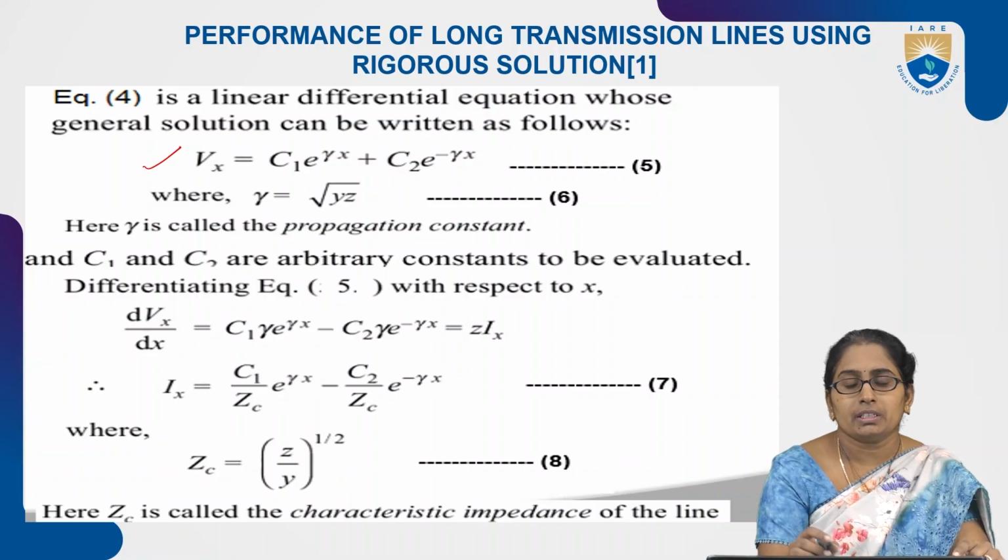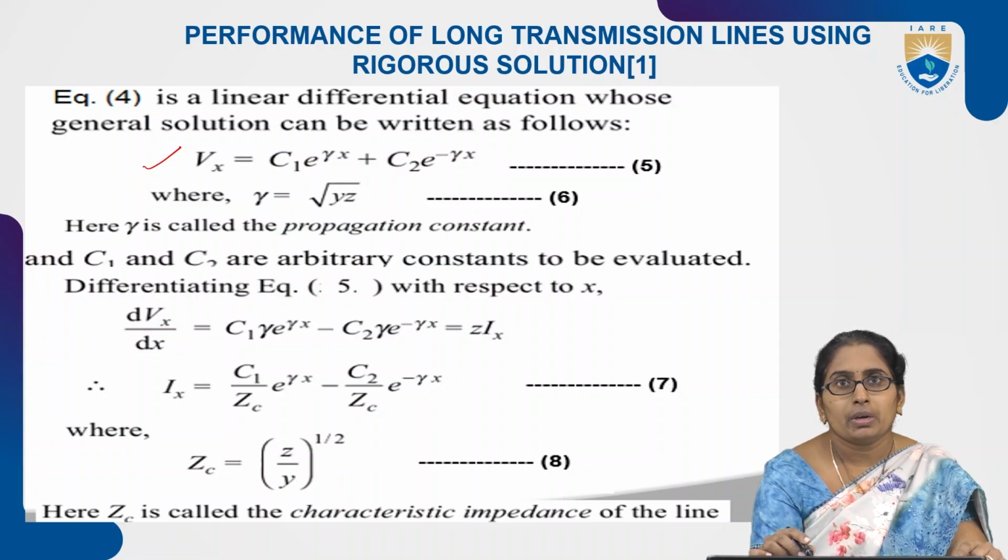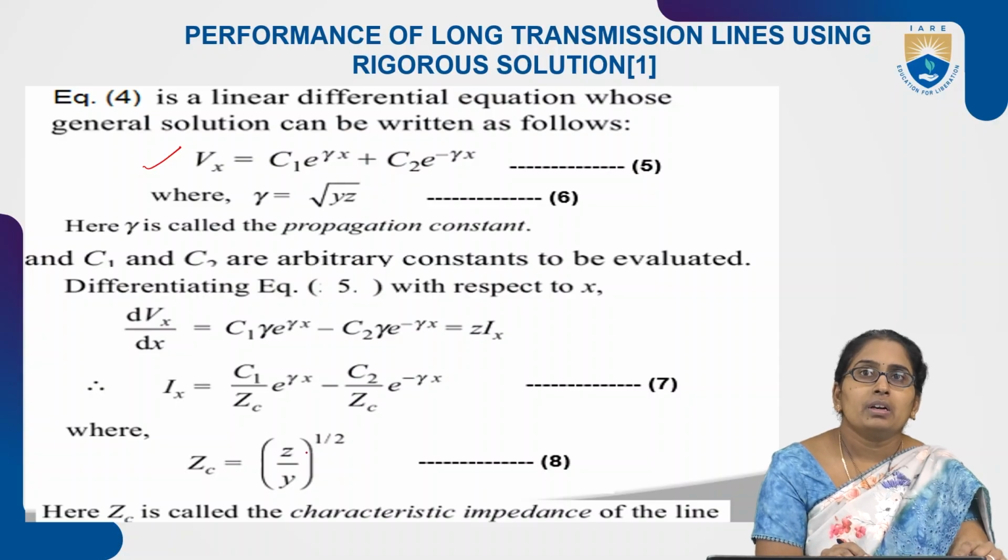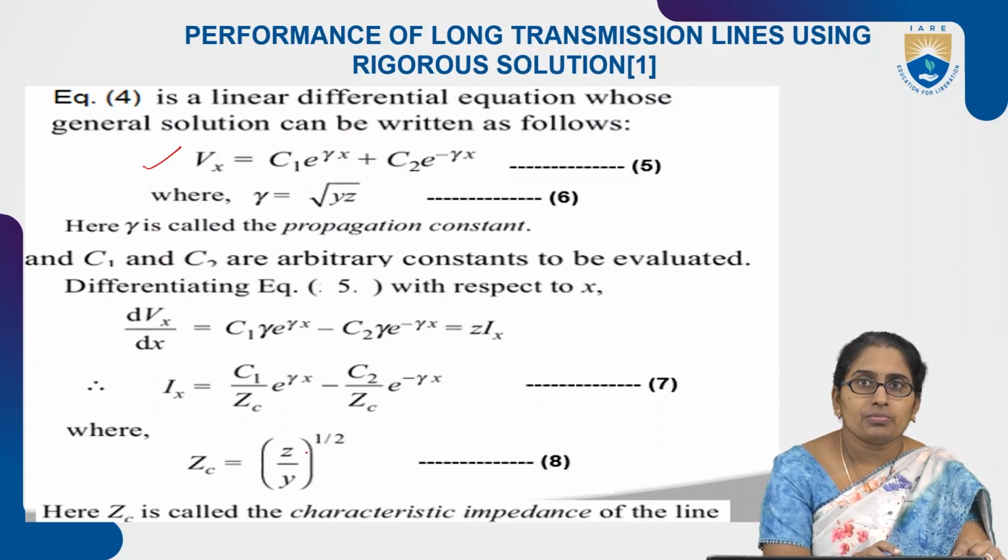So they have given equation numbering. This one is equation number 5, and gamma is given by square root yz, say that equation number 6. Now differentiating equation 5 with respect to x.